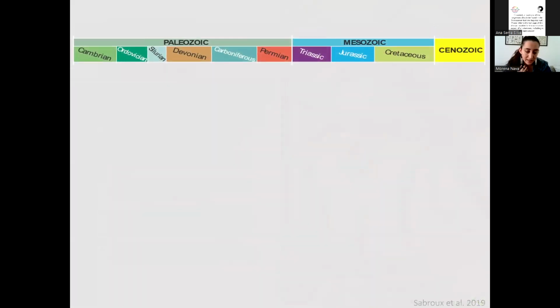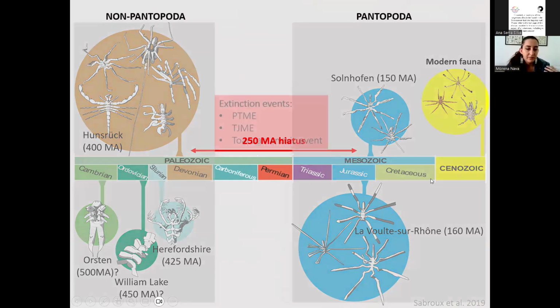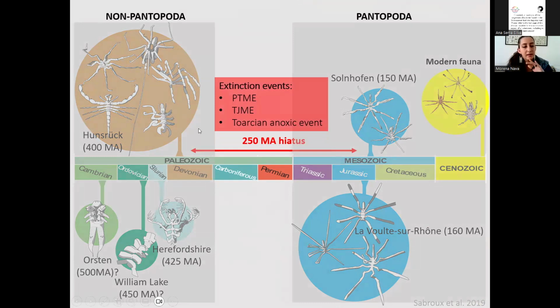And here, just to visualize better the situation of the fossil record, you can see all the described fossils of pycnogonids. There's a big gap here between the Paleozoic fossils and the Mesozoic ones, where many extinction events occurred. Everything on the left is non-pantopod. Everything on the right is pantopod, according to recent fossil reviews. So according to our results, the origin of pantopods should be here, more or less like here.